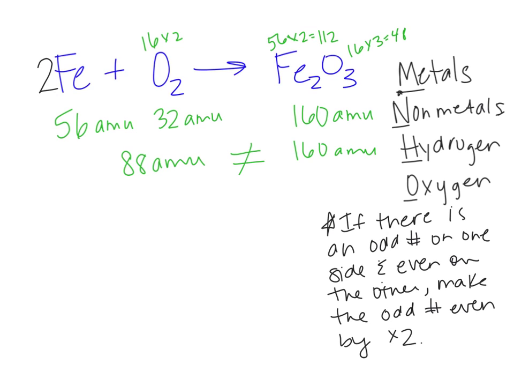So the odd number here in this case is 3. So we're going to say we need 2 of these, which then goes back and changes the number of irons that I have, because now I have 4 irons. So I need to go back and make sure that I change this 2 right here to a 4. So now I have 4 irons on this side and 4 irons on this side.